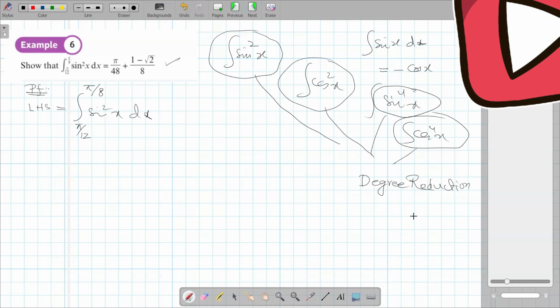And how do you reduce the degree of these functions? There are formulas, there are identities. These two identities are basically used. Cos square theta is equal to 1 plus cos 2 theta divided by 2. Sin square theta is equal to 1 minus cos 2 theta divided by 2. These are the two degree reduction formulas.